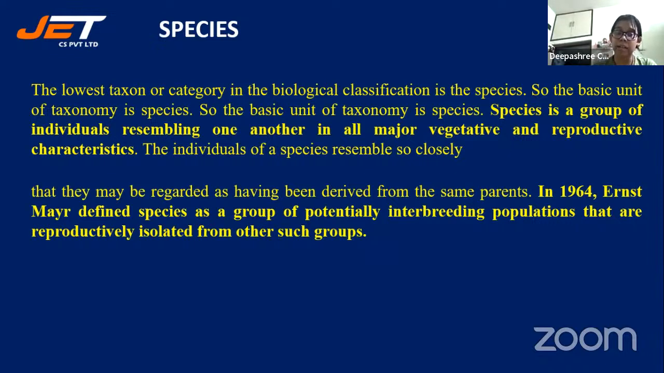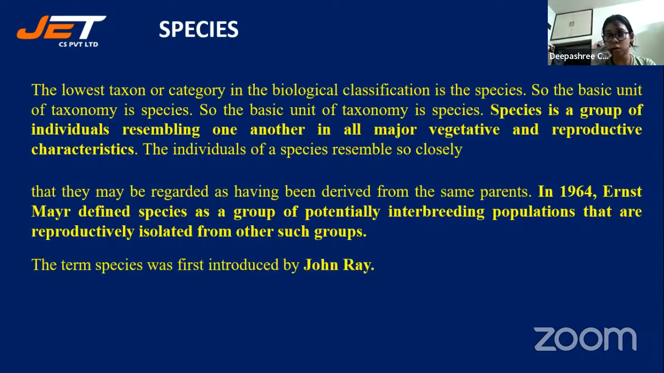In 1964, Ernst Mayr defined species as a group of potentially interbreeding populations that are reproductively isolated from other such groups. What I have said just now is that if two organisms are reproducing among themselves and producing a fertile organism, then they are considered to be the same species. But obviously, as I said, in biology nothing is absolute. That is the reason there are certain exceptions to this also.